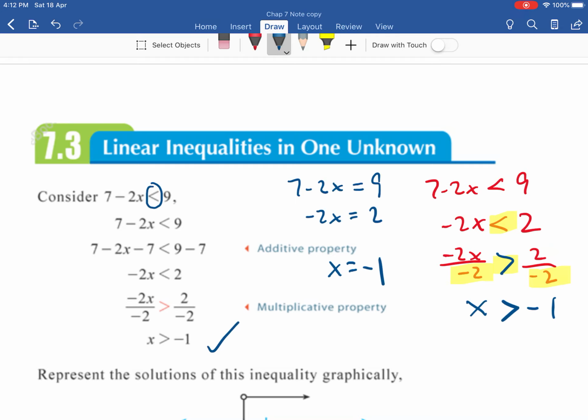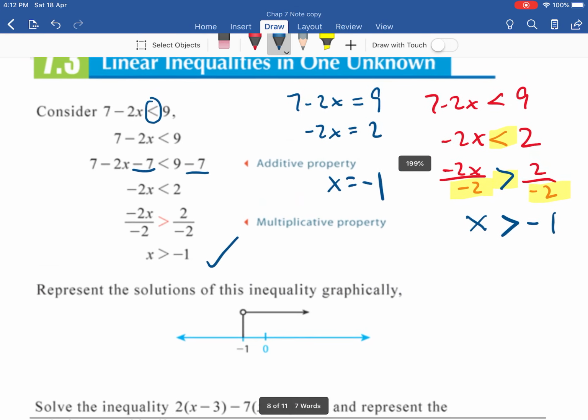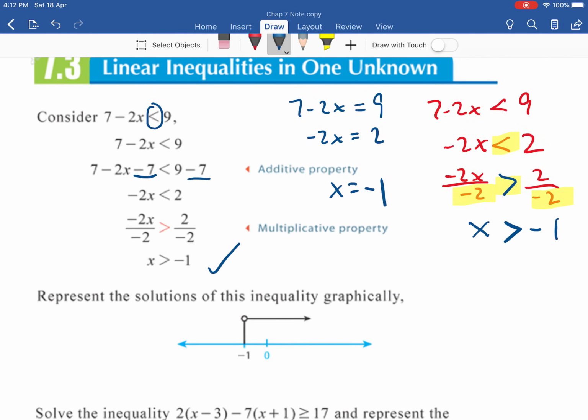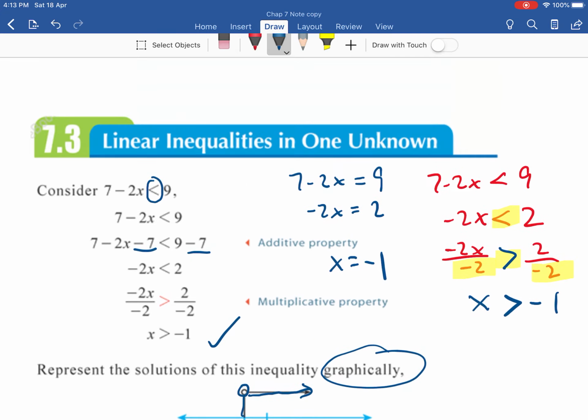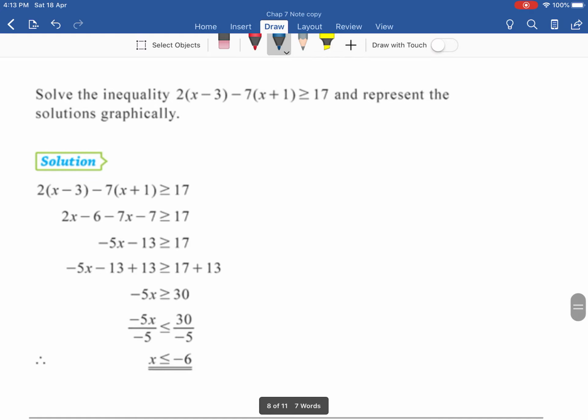For this example, there are many steps. You don't have to do so many steps: minus 7 and minus 7, just like what you did in equations. After you find the solution, you should represent it graphically. That is x is greater than minus 1. Make sure that it is a circle, not a bracket.